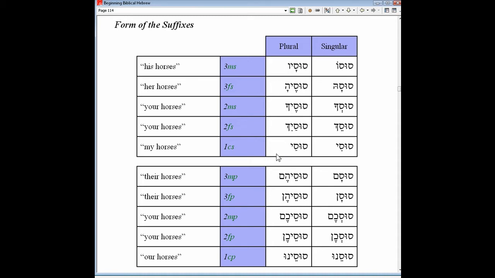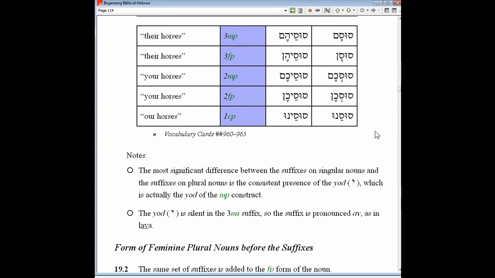One of the things you might want to remember is that if your ending has a yod in it, look right here, here, here, here, here, and all the way down here, look, yod, yod, yod, yod, yod. If your ending has a yod in it, it's a plural ending. And so if it's attached to a noun, the noun's plural. So sus-av would be his horses, sus-a-ha, her horses, sus-a-ka, your horses, so on and so forth. Again, I have a video that takes you through those.